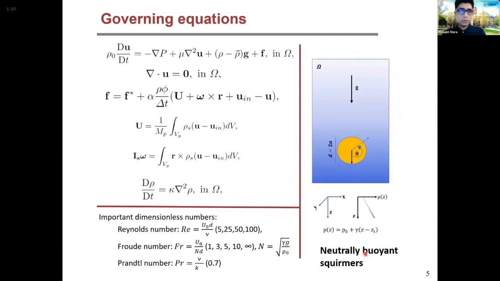The governing equations are simple. They are the Navier-Stokes equations and the advection-diffusion equation for the density. We assume these swimmers to be neutrally buoyant and assume that their density changes as they move, so that it matches the background density. The important dimensionless parameters here are the Reynolds number, which gives us the importance of inertia, and the Froude number. I'll mostly be using the Richardson number, which is a combination of the Reynolds and Froude numbers. So the Richardson number is a measure of fluid stratification, and there is also the Prandtl number.